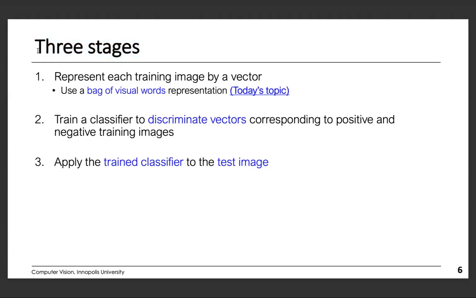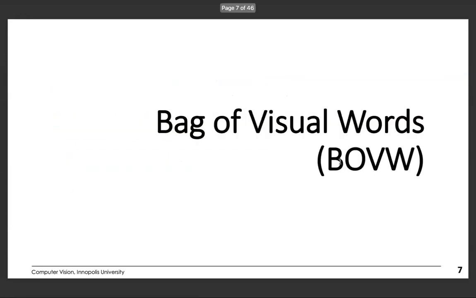So for today, we will see the 3 stages that we will be using to get to a trained classifier that could perform classification on test images. The first step would be to represent each training image using a vector. And that's what we'll be using bag of visual words for, basically today's topic. Then we will train a classifier to discriminate vectors corresponding to positive and negative training images. This is exactly what you have taken in Professor Khan's course. And then we will just apply that trained classifier to the test image. So this is just basic function application, right? So let's start with our bag of visual words.